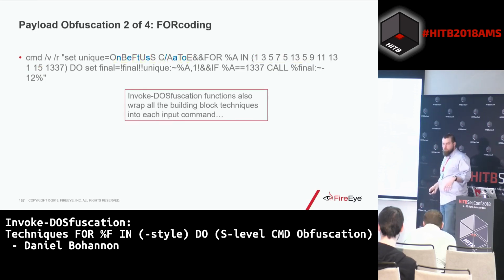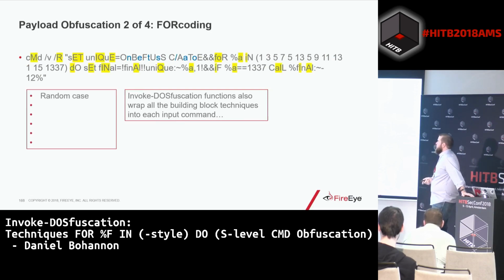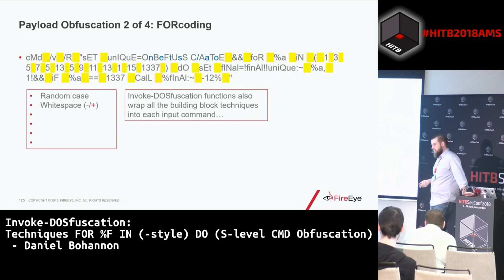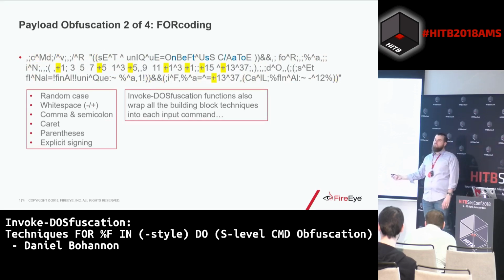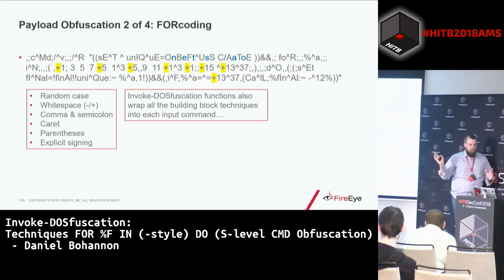And as with the previous example, we can wrap all of the underlying character insertion techniques in. So we can add randomized casing, removing white space, adding white space, commas and semicolons, carets, parentheses, and explicit signing, positive or negative, for all the index values.